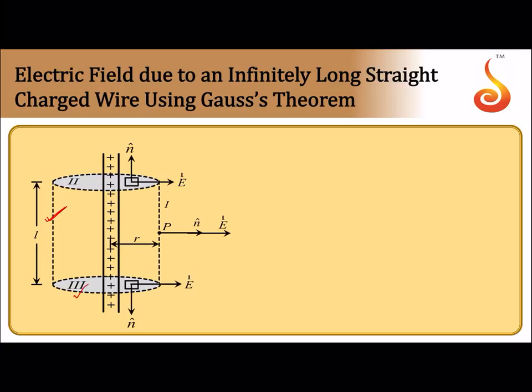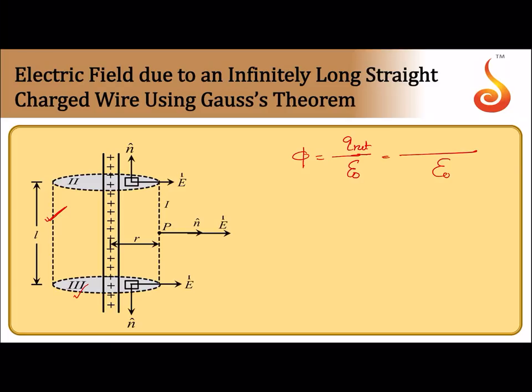Now let us put the third step into use directly. Which is the third step? Flux is equal to net charge by epsilon naught. So flux is going to be net charge divided by epsilon naught. Good, the denominator is very simple, epsilon naught. Now what is the net charge enclosed? Let us try to understand.